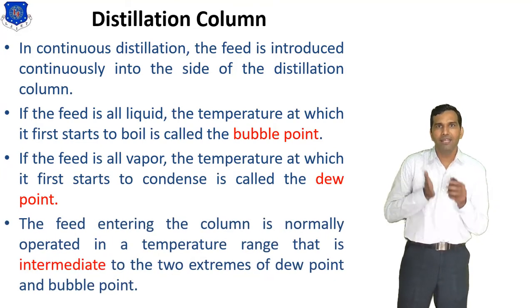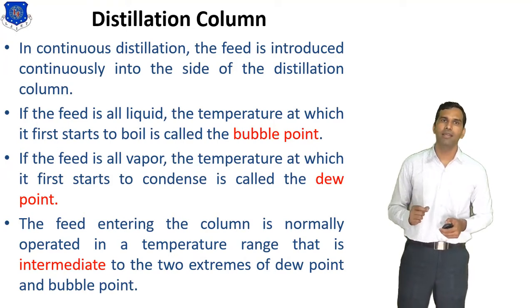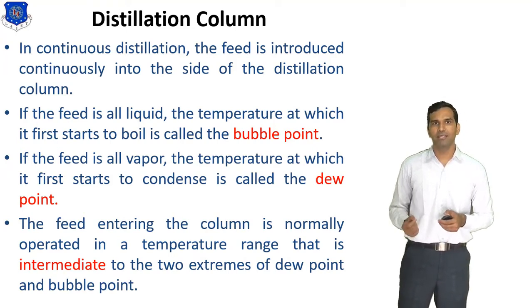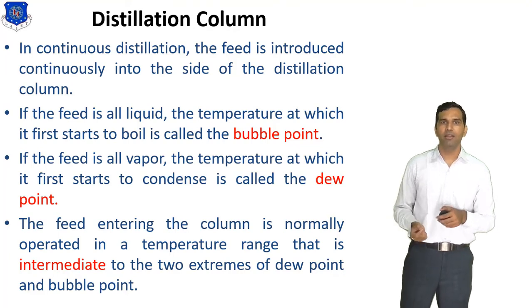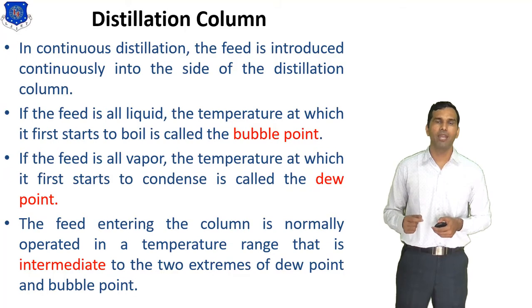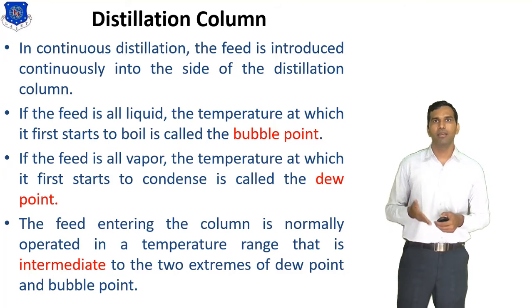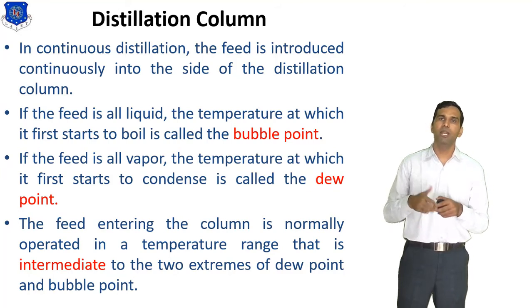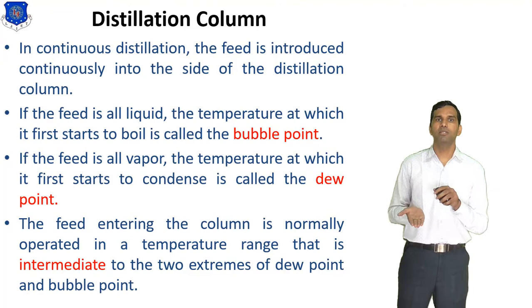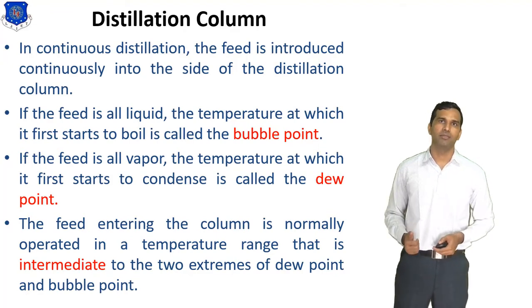The feed entering the column is normally operated in a temperature range that is intermediate to the two extremes of dew point and bubble point. That means when we enter the feed material, the temperature is between the bubble point and dew point.